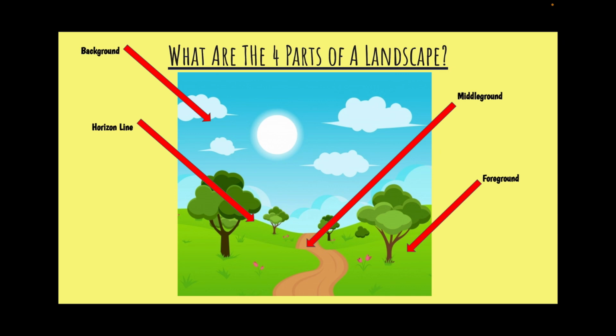So if I start at the front of this path in the picture and begin to walk, the trees that are large in the foreground will start to get smaller as I walk away from them, and the trees in the background will start to look larger as I get closer to them.